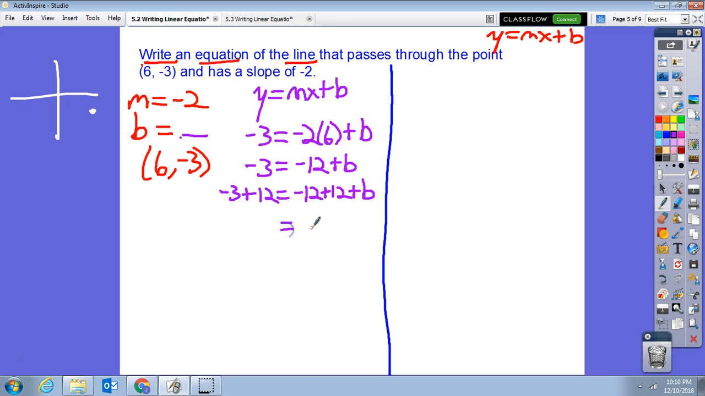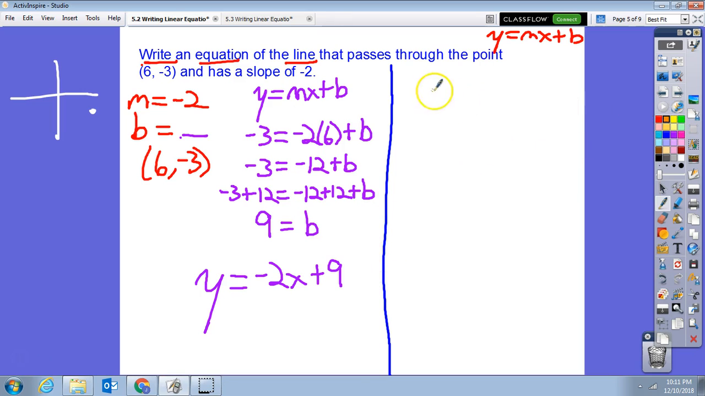What is -3 plus 12? 9. So now I just found my b value. Now I know my m is -2, my b is 9, so my equation would be y equals -2x plus 9, just like we did last time in class. The difference here again is that you had to find your b using a separate point on the graph.